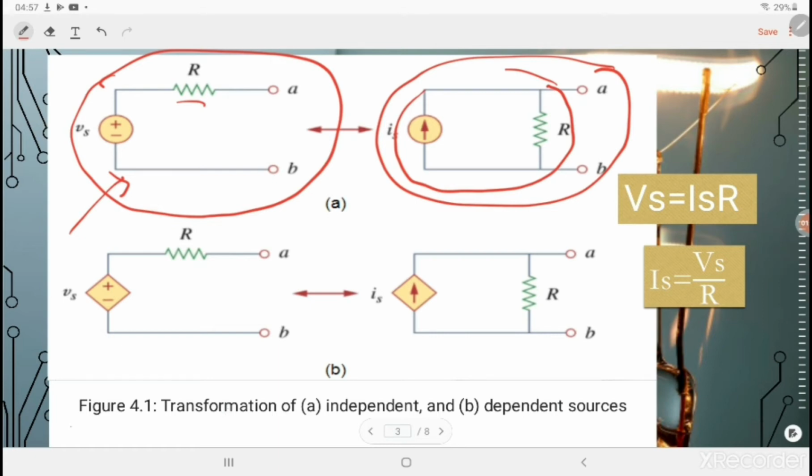In order to convert the voltage source into a current source, we use Ohm's law. We can get the value of Vs using Ohm's law, where Vs equals Is times R, or you can get the value of Is by using Ohm's law, which is Vs divided by R.